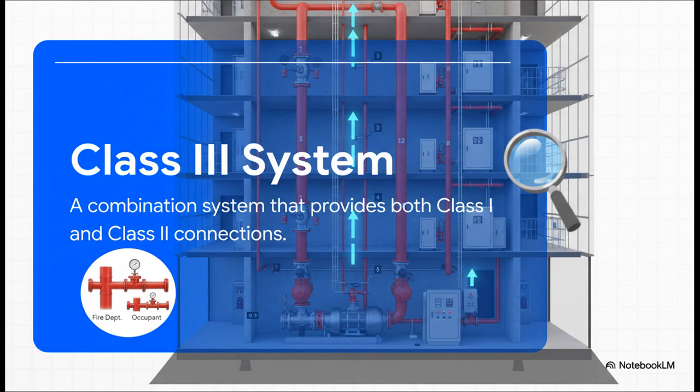And then you've got Class III, which is basically the best of both worlds. It gives you that heavy-duty connection for the fire department and the more accessible station for the occupants. This combination offers the most flexibility, and honestly, that's why you see it in so many different kinds of buildings.